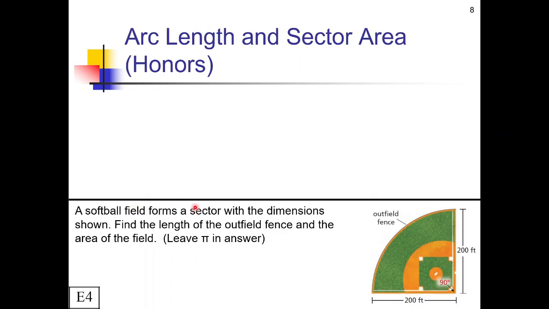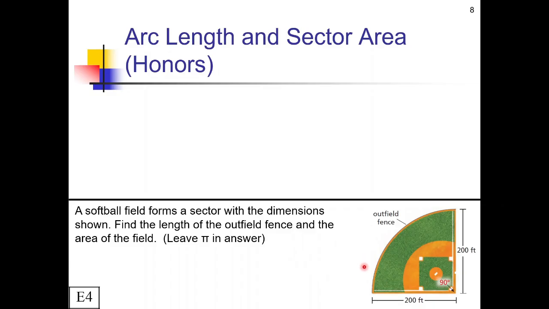So for the last question in the honors part of this lesson, we have a softball field here that they say forms a sector, whatever that means, with the dimensions shown here. So we've got 200 feet from home base along the out-of-bounds path to the outfield here. And that is pretty close to what I've seen in terms of standard lengths.